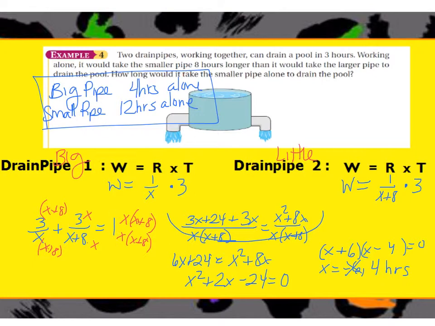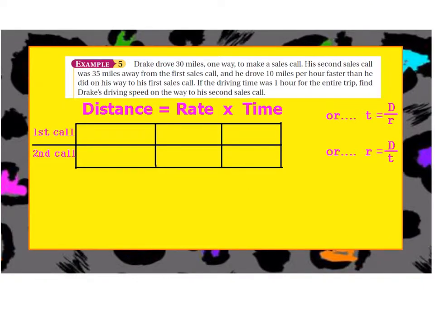Okay, let's try some of those distance problems, or the motion problems. Here's one where we have Drake who's driving 30 miles one way to make a sales call. He goes to his second sales call, and it's 35 miles from the first one, so he's going to have to drive 35 miles. He drove faster that time, 10 miles per hour faster, and it says if the total driving time was 1 hour for the entire trip, find Drake's driving speed on the way to his second sales call.